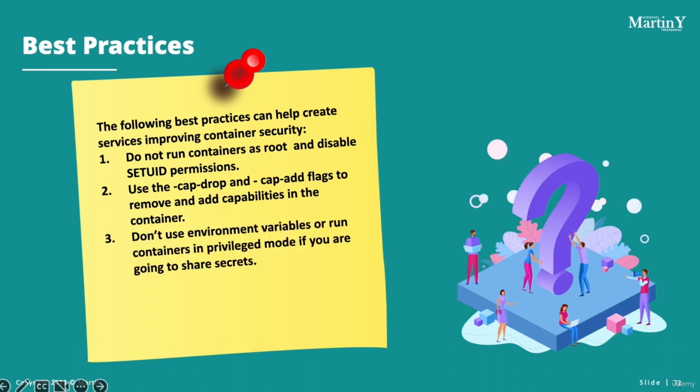It is also advisable not to use environmental variables or run containers in privileged mode if you are going to share secrets. You should also have Docker updated to the latest version to ensure that all security issues have been solved, and at the same time you have the latest features that Docker is incorporating in its core.